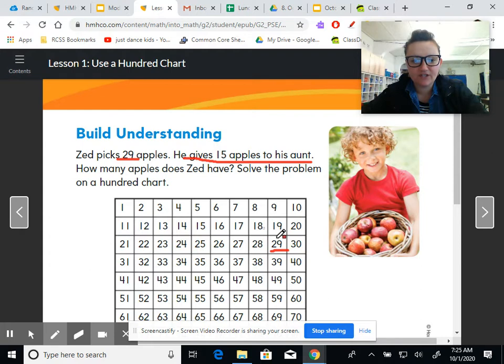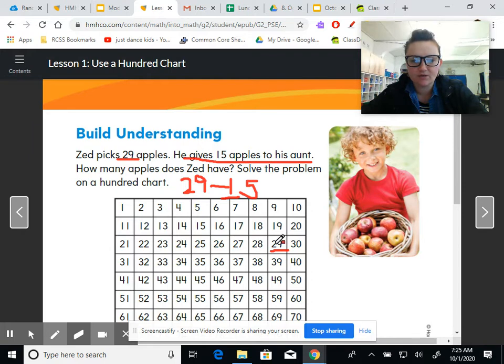So he gives 15 apples to his aunt. So that means we need to take away 15, right? Because he gave them away. So 29 minus 15. You're probably like, Miss Clark, I know how to do this in my head. Well, it's always nice to know how to do it on a hundreds chart. So 29. So let's do 15. How many tens are in 15?